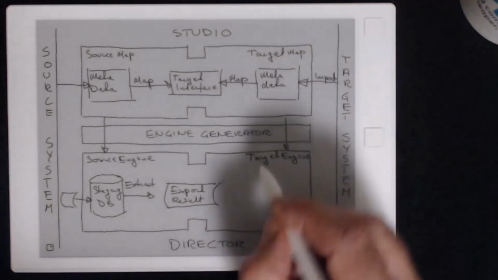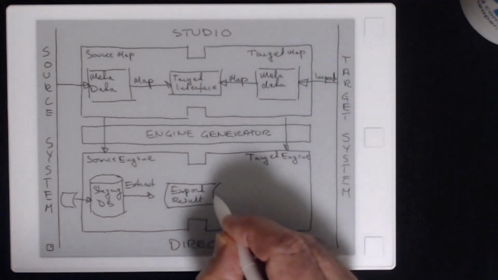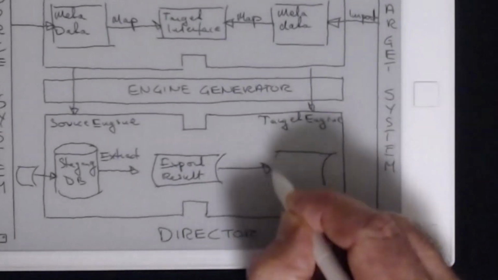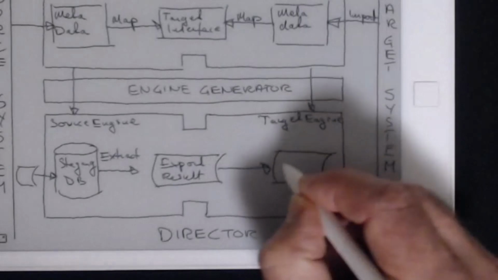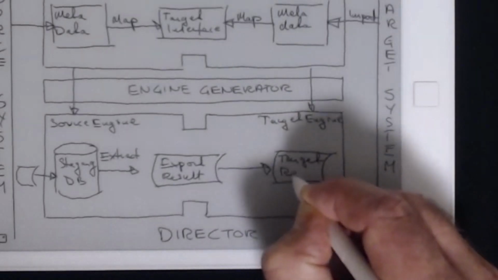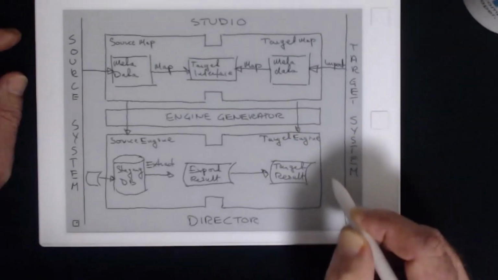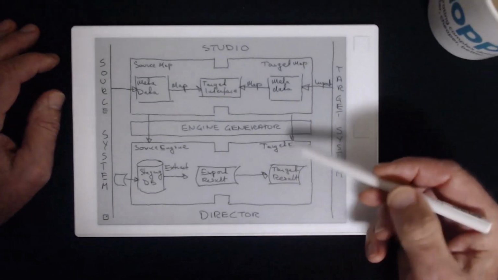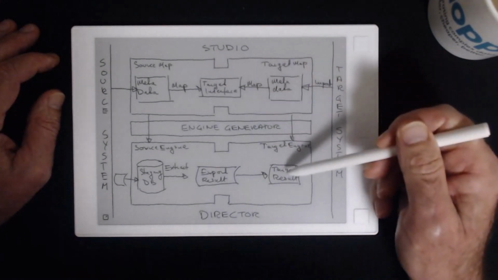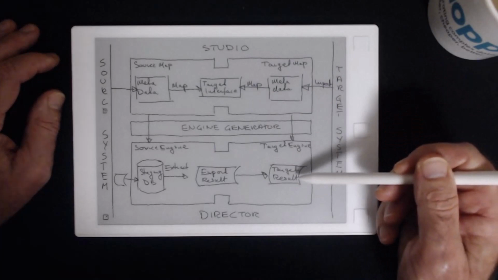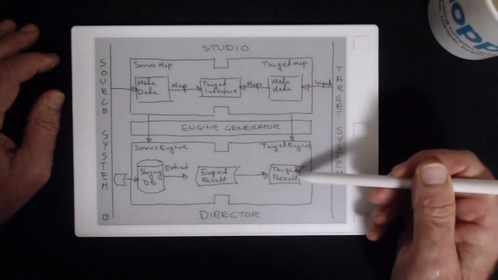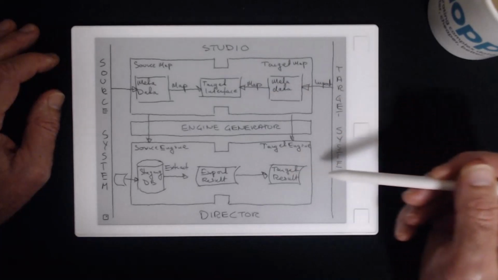Next up is that the generated target engine will import the results produced by the source engine, and in turn produce the target result. And this target result again conforms to the business object hierarchies described in the target interface, but the data stored on each business object is no longer the interface data, it is the target data that is to be delivered to the target system.